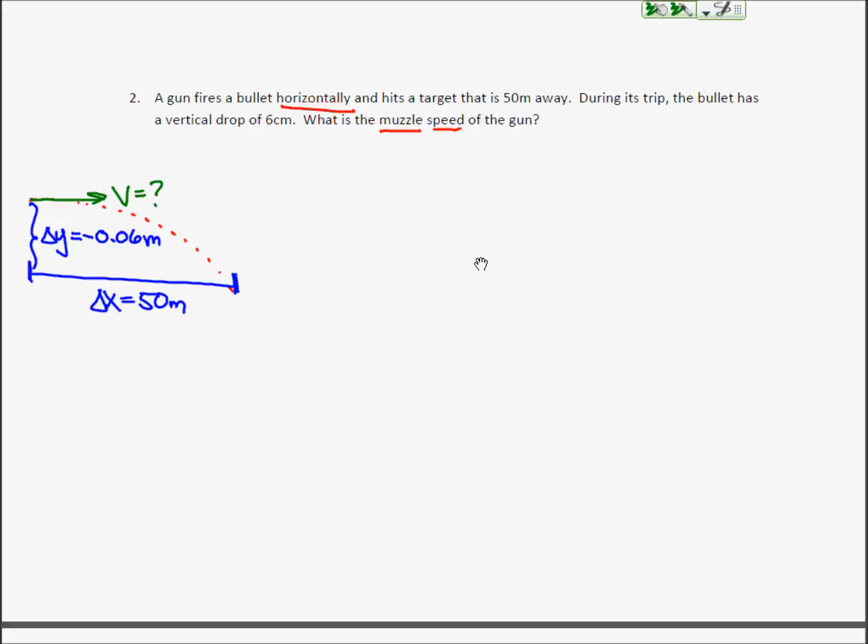Now, even though we don't know what that velocity is, we do know one of its components. We know that this velocity is horizontal. And if it's a horizontal velocity, then that must mean that the velocity in the y direction is 0 meters per second. So it must have a y component, or a vertical component, of 0 meters per second. The horizontal component is what we're looking for because that is the fired or the muzzle speed of the gun. So we're going to go back to our vertical and horizontal stuff. All right. So I'll have my vertical and my horizontal.